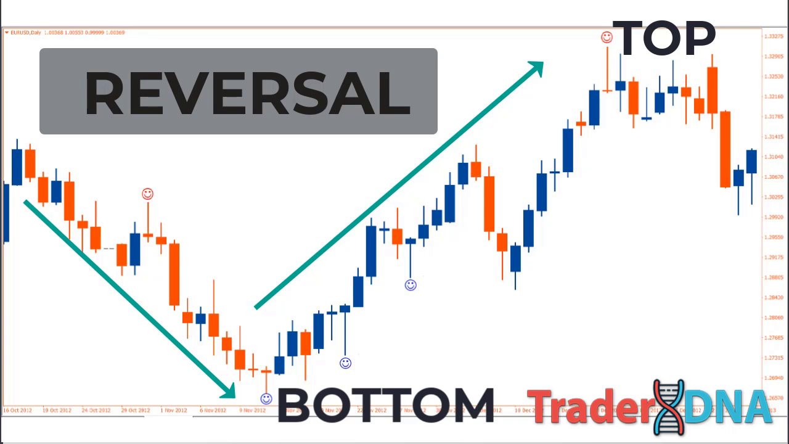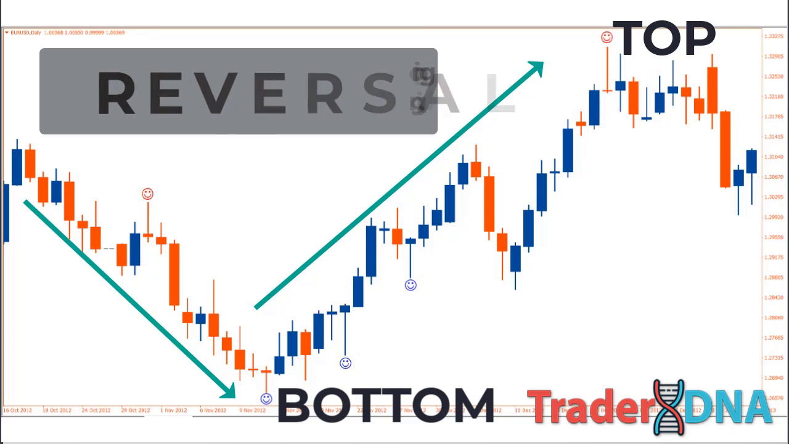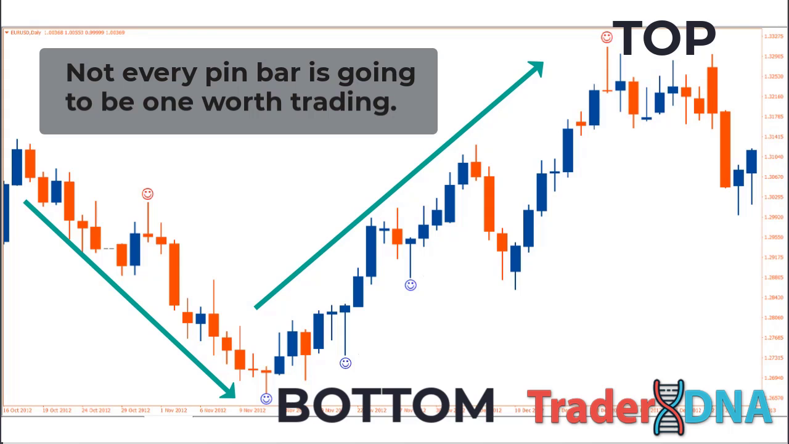Third, not every pin bar is going to be one worth trading. The best ones occur in strong trends after a retrace to support or resistance within the trend, or from a key chart level of support or resistance.